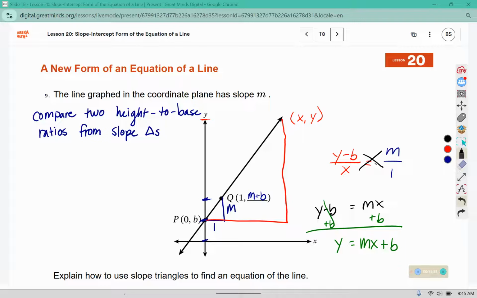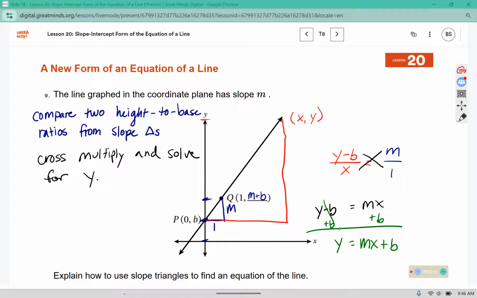So after we compare the slope triangles, we cross multiply and solve it for y. So in this equation template, the m stands for slope, and the b is where it crosses the y-axis. It's called the y-intercept.